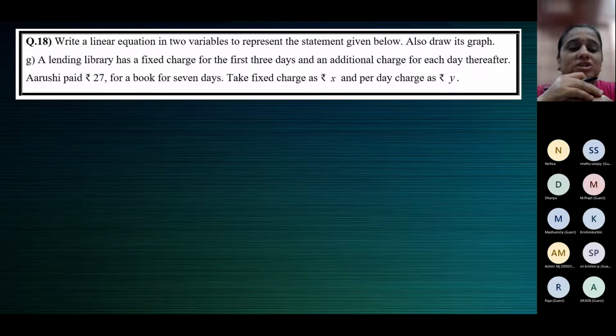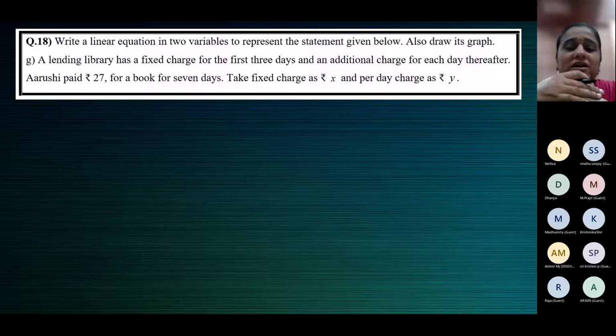So how many days does Arushi have the book? 7 days. Fixed charge for the first 3 days, and additional charge for each day thereafter. After the first 3 days, how many days did she have the book for? 4 days. So the additional charge will be applicable only for the 4 extra days. For the first 3 days, only the fixed charge.